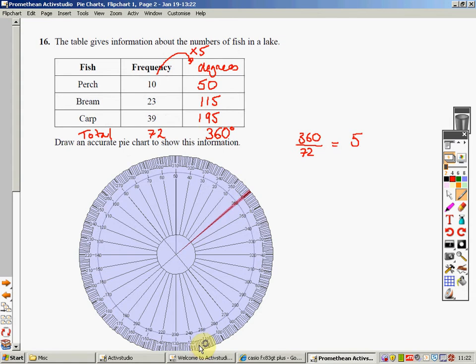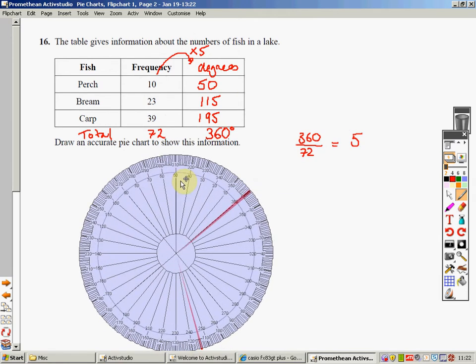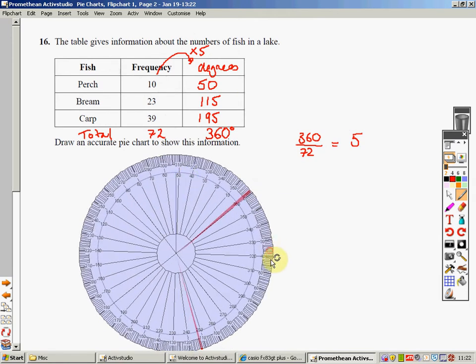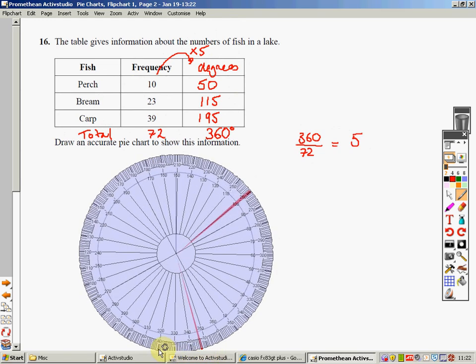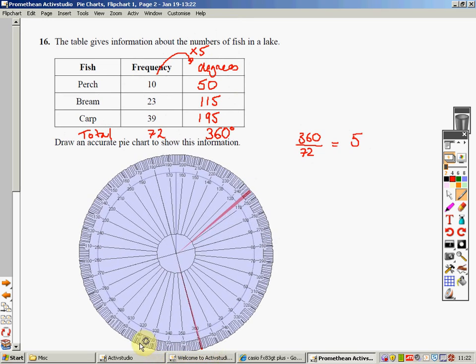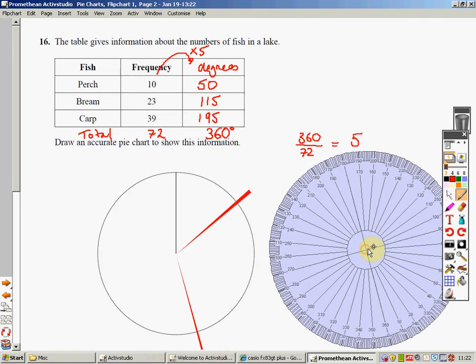So 115 is around about there. That's drawn that for me. I then need to move it around again. Okay, it's looking good. Move it around again if I can. From there, and this should be 195. Well, line it up, and hopefully that's back to the start. 195. That's about right. That's my pie chart drawn.